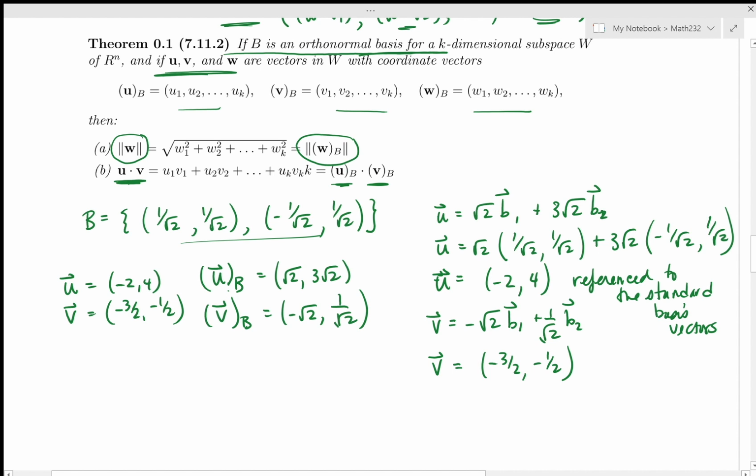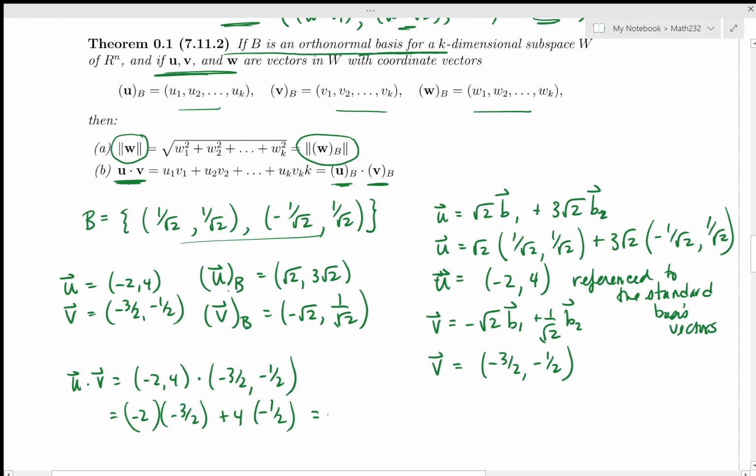Okay, they're in the same place, of course, on the coordinate plane. So the theorem here is telling me that if I take u dot v, that will be (-2, 4) dot (-3/2, -1/2). That is -2 times -3/2 plus 4 times -1/2, and that comes out to be 3 minus 2, which is 1.